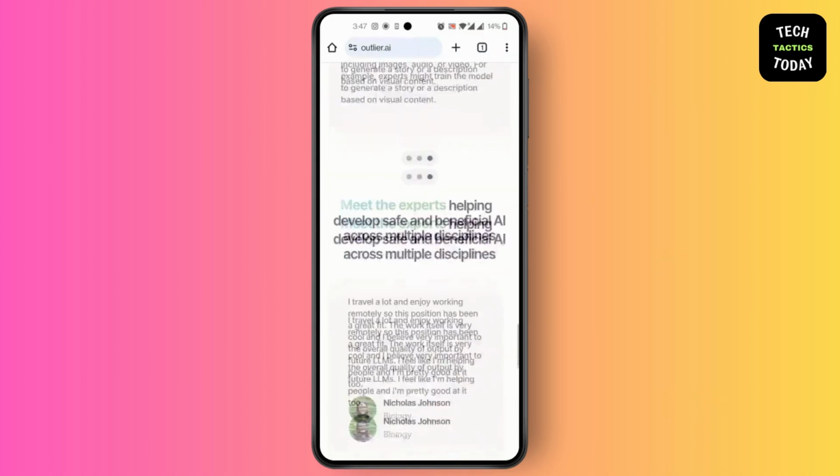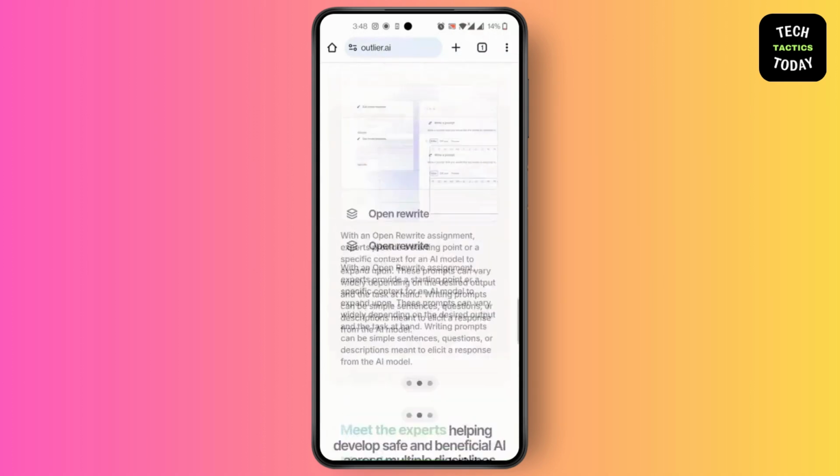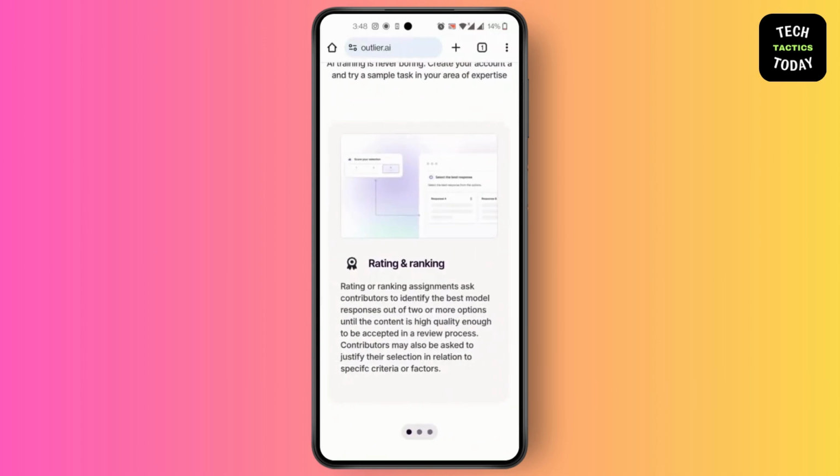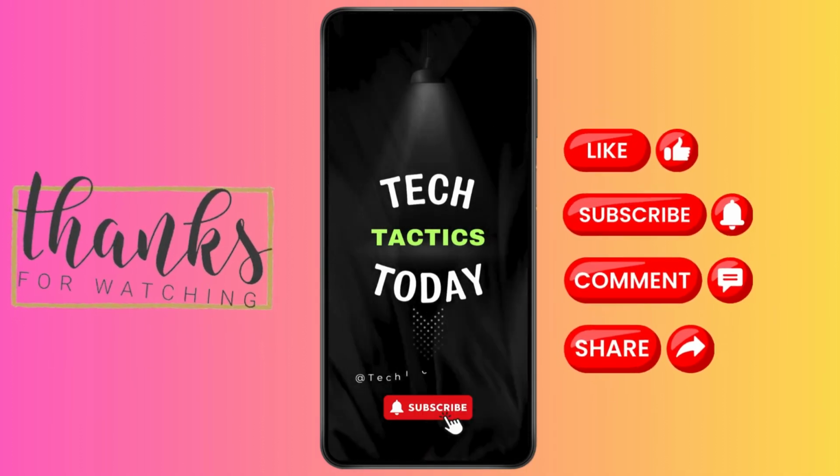You also find multimodal of Outlier AI. You can open rewrite assignments in this, and also in this website you can see all the ratings and rankings. And this is the AI review for Outlier.